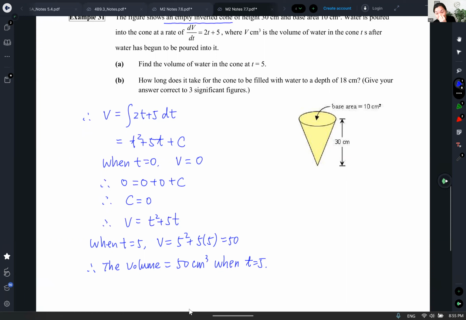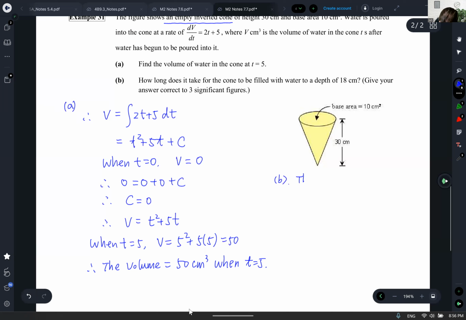It's quite obvious that you need to integrate. Part B. How long does it take for the cone to be filled with water to a depth of 18 cm? How long?